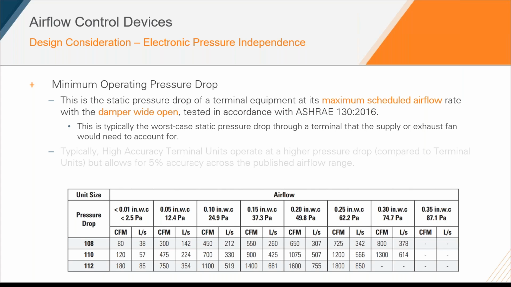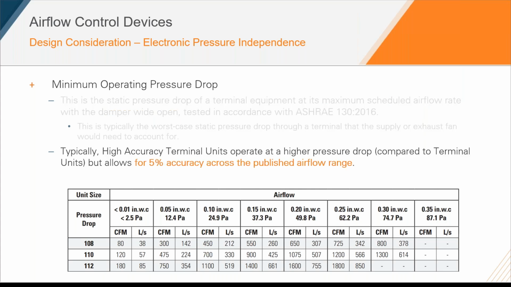So when you're doing your critical path calculations, this gives you the basis to ensure that the critical path valve still has sufficient pressure to operate and control for airflow. Typically, what you're going to see for a high accuracy terminal unit is that it may operate at a higher pressure drop in comparison to your classic legacy style terminal unit. But what we gain now is the 5% accuracy across the entire published flow range. So as long as we can meet the minimum operating pressure drop and we can control for the airflow setpoint we're looking for, we're gaining that 5% accuracy.